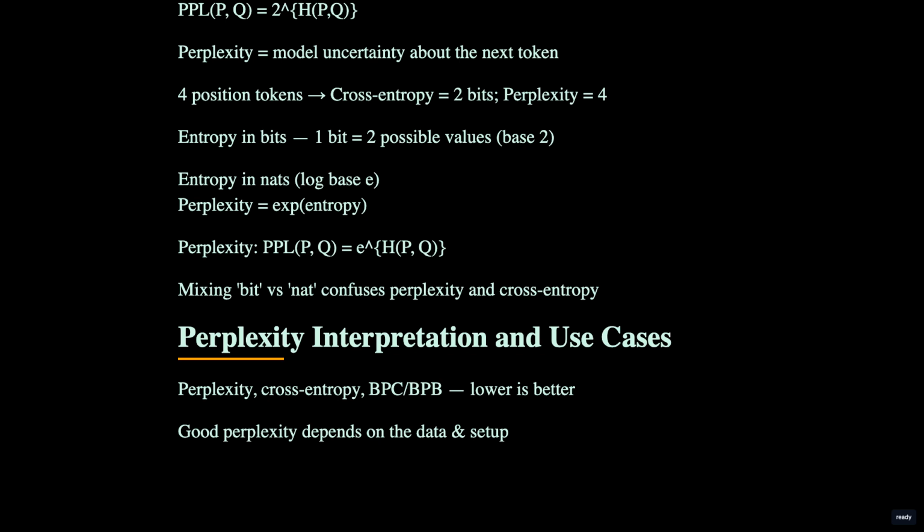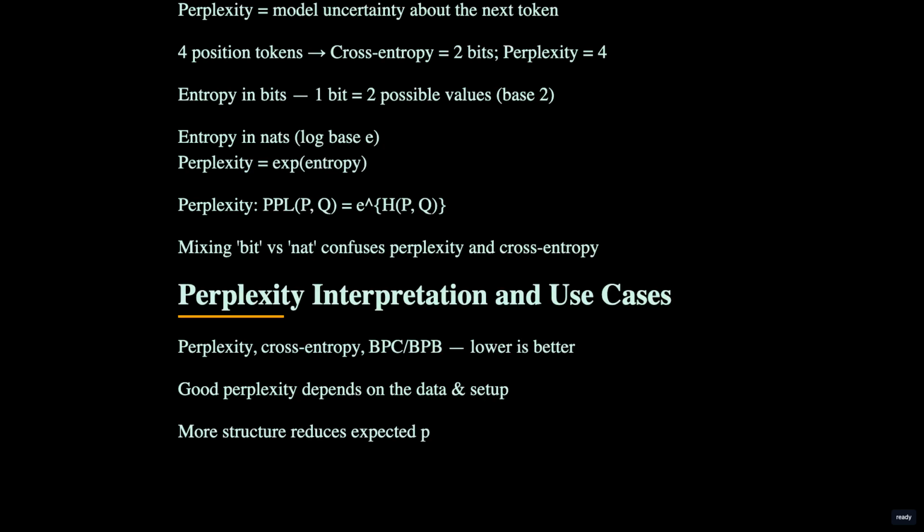In practice, lower perplexity usually means better next token predictions, but you must compare values only when the data and computation method are the same. When data has more structure, consistent formats, regular patterns, or constrained vocabulary, a model is less surprised on average. That reduced surprise is lower expected perplexity, which means the model's predictions are more confident and easier to learn.